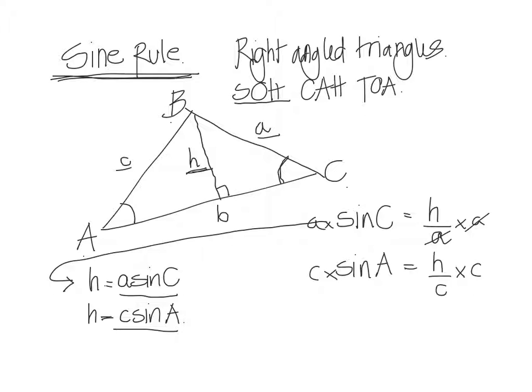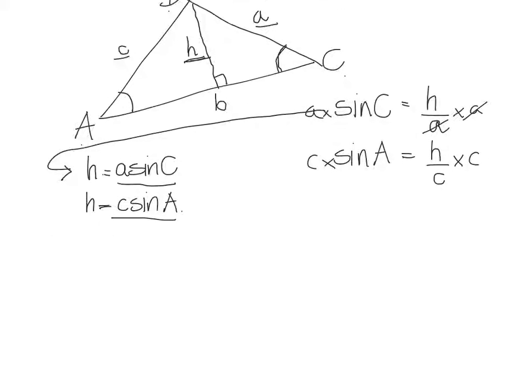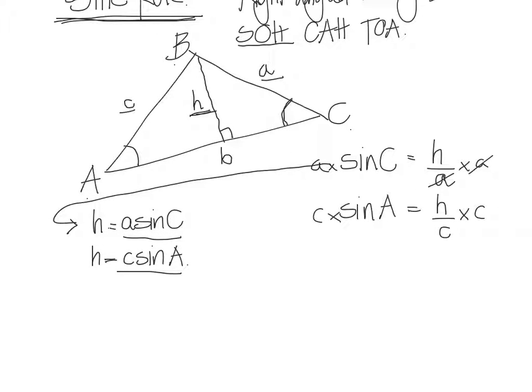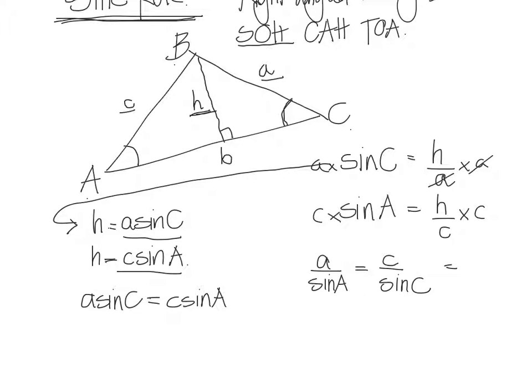Now, what this does is it allows me to say that, given both this expression and this expression are equal to H, that in fact A sine C is equal to C sine A. And that can be written as A divided by sine A is equal to C divided by sine C. And if I redo this whole process again, I will also find that they are equal to B over sine B. So this is the sine rule.